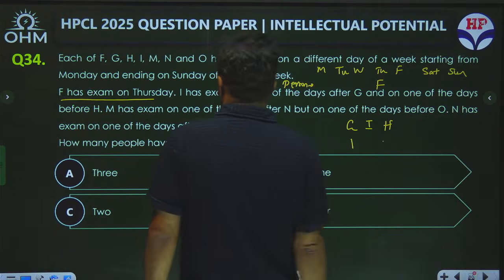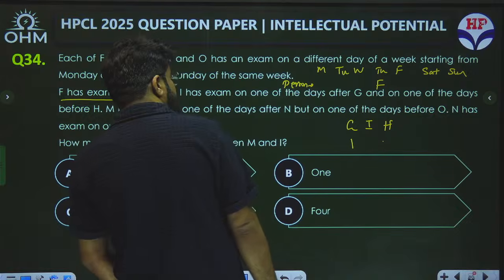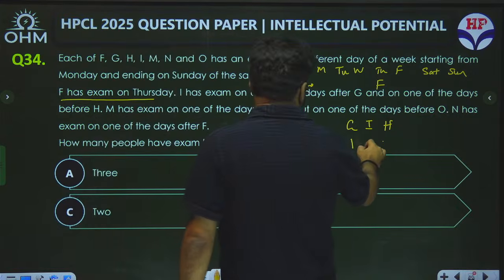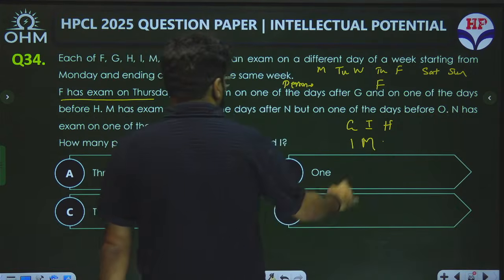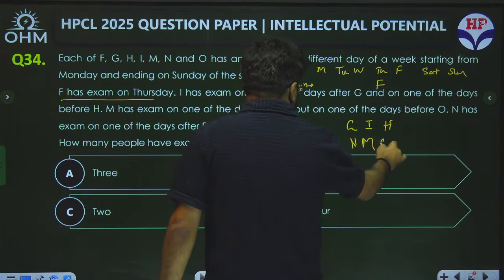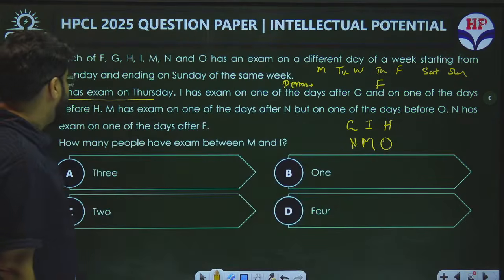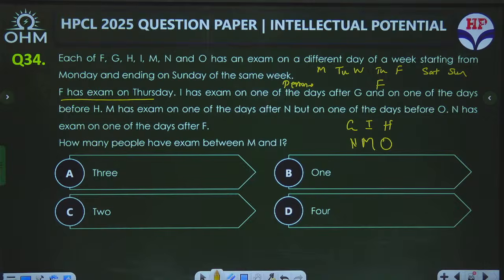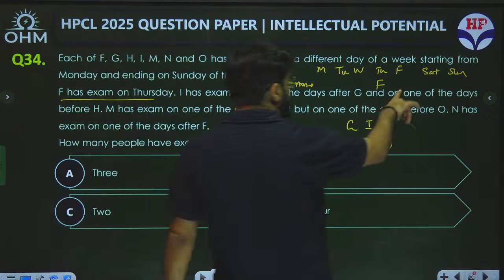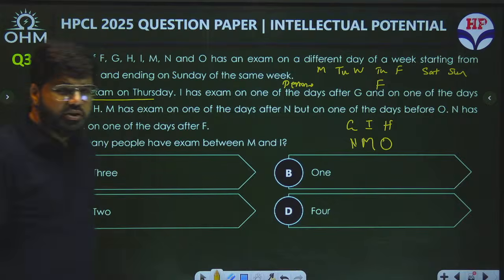M has an exam one day after N and one day before O. Okay, so if I place M here, M has an exam one day after N and one day before O. Okay, N has an exam on one of the days after F. So N has to be here. Okay, question finished now.